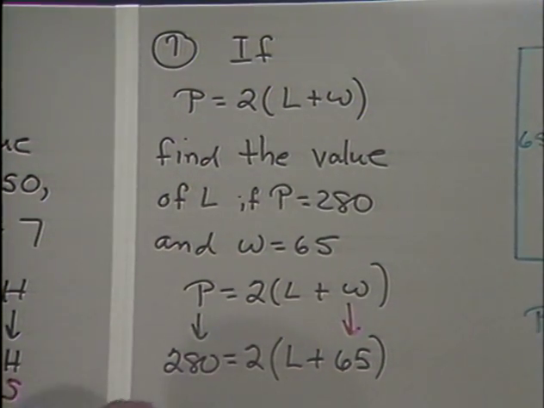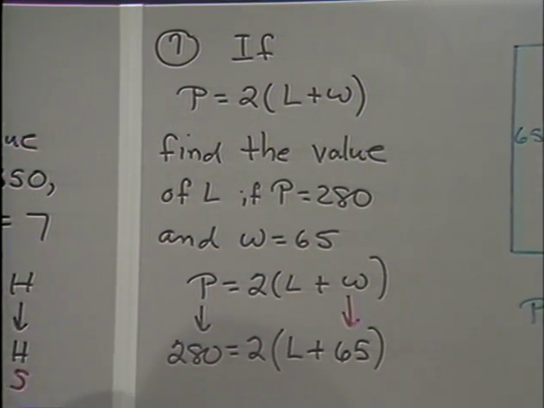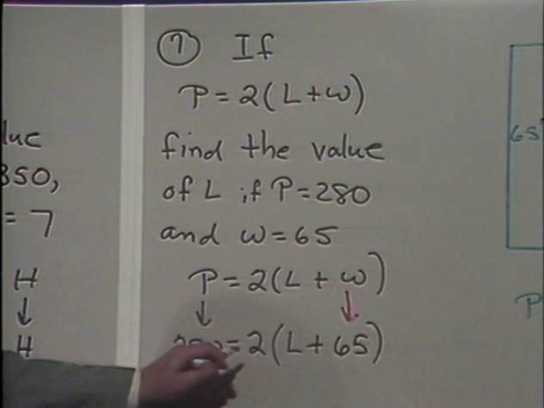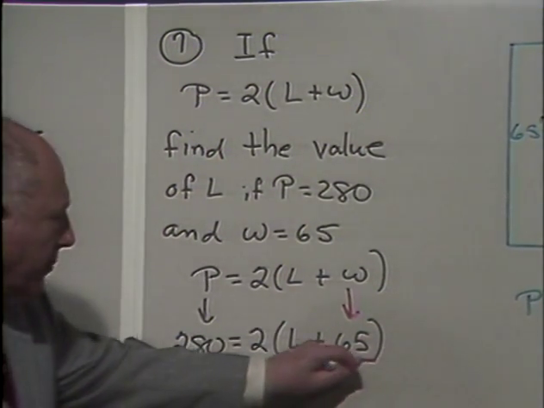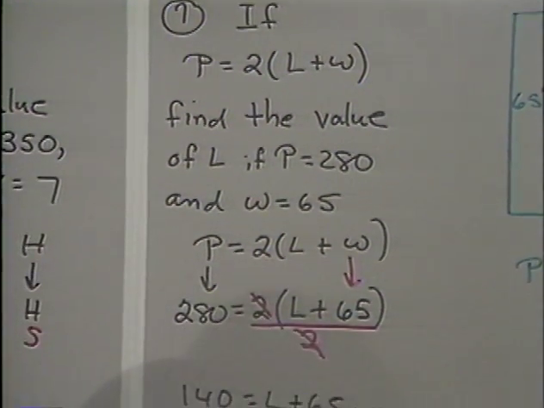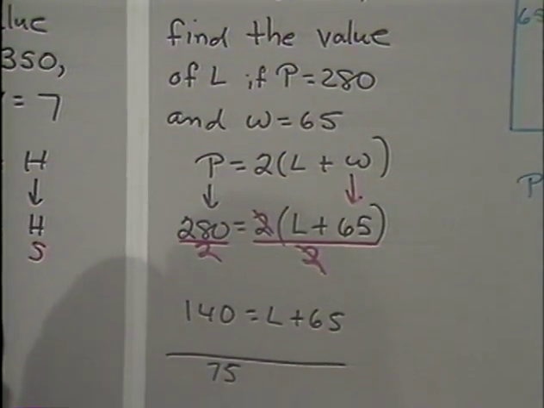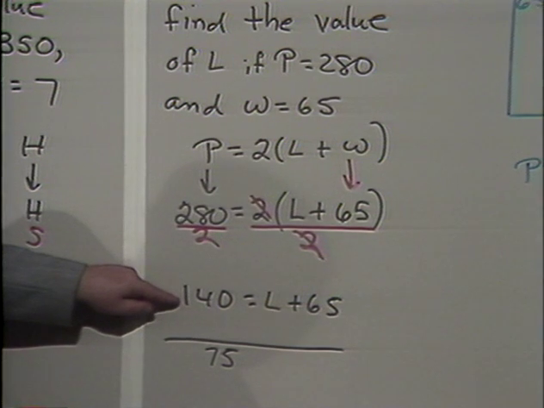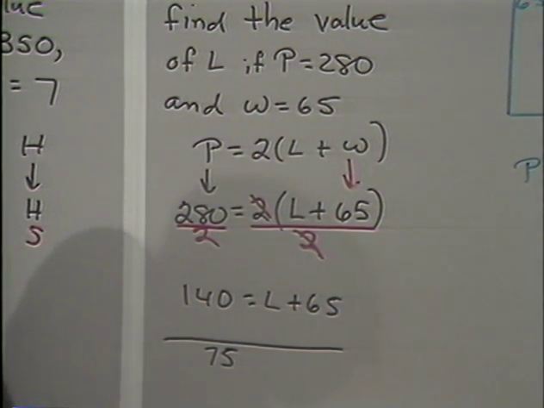Now what do I do? I want to get a hold of the L. The L is trapped inside the parentheses, so I want to unblock the parentheses first. What's blocking the parentheses? The 2. What's the 2 doing? It's multiplying the parentheses. So to undo multiplying by 2, I divide by 2. But if I divide by 2 on one side, I have to divide by 2 on the other side. 280 divided by 2 is 140. I'm left with 140 equals L plus 65.